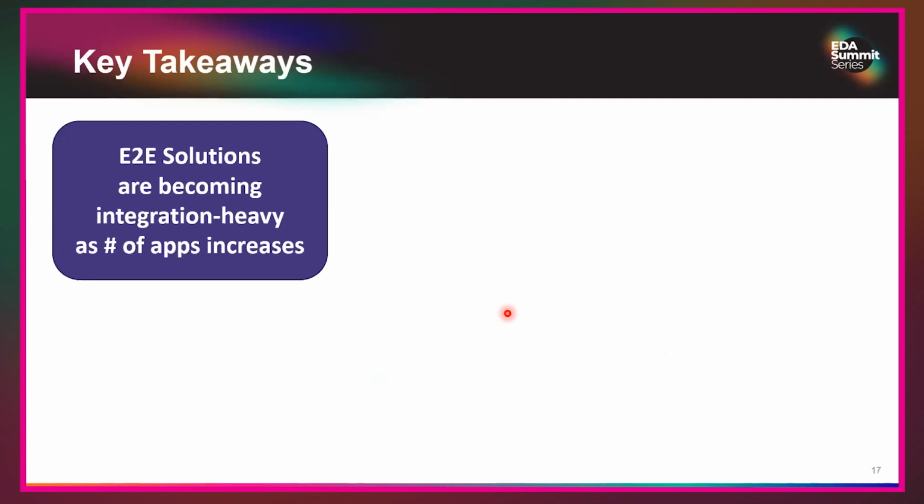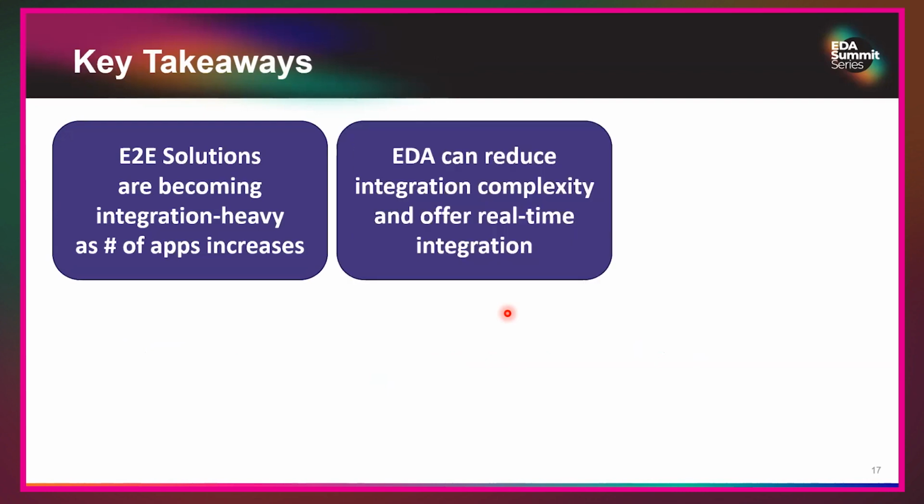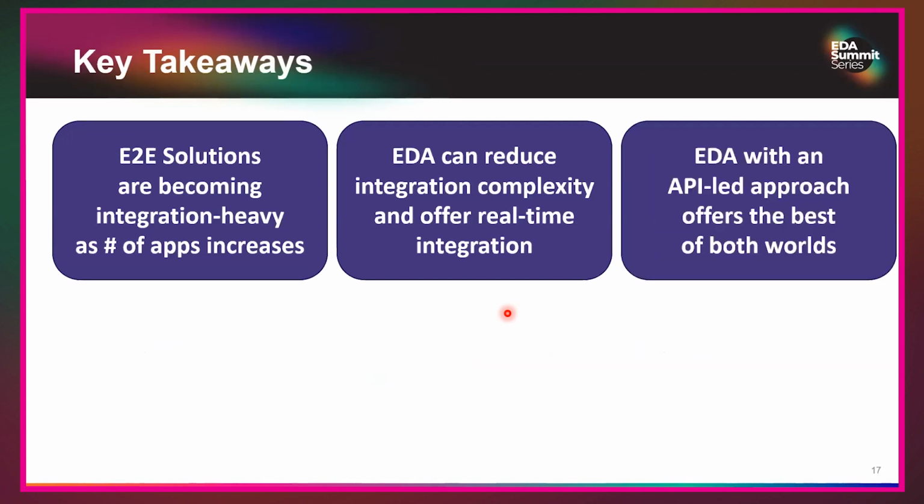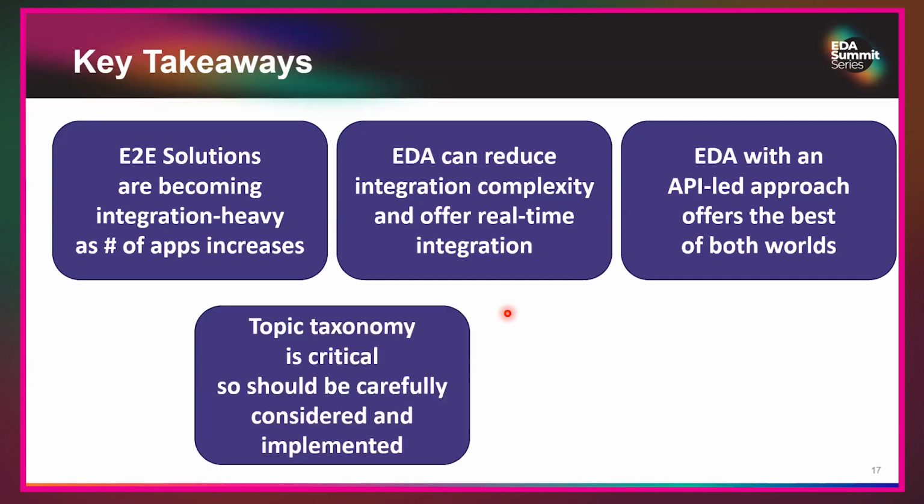Lastly, I just want to summarize with key takeaways. First, our end-to-end solutions are becoming integration heavy as the number of applications involved is increasing. Second, event-driven architecture can reduce integration complexity. It can offer you real-time integration. Third, event-driven architecture with an API-led approach is the best, and you get the best of both. So you should go for both of them, right?